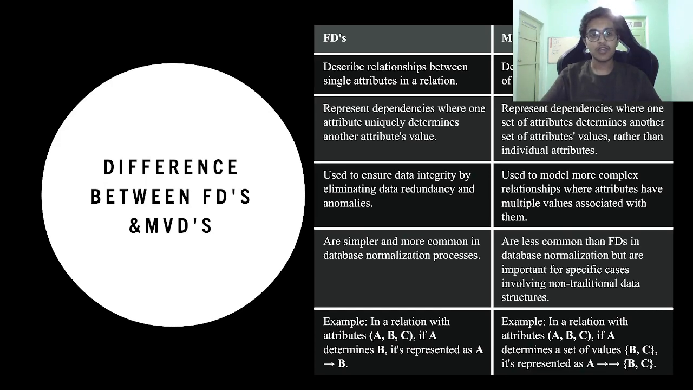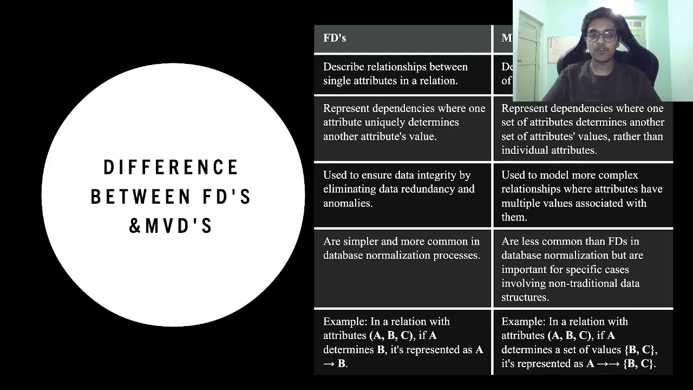Moving on to the next slide, we have the differences between the FDs and the MVDs. First I'm going to be talking about the FDs, then I'm going to move on to MVDs. So first one we have FDs. Here, these are going to describe the relationships between single attributes in a relation. Second point here is representing the dependencies where one attribute uniquely determines another attribute's value. Third one, here it is going to be used to ensure data integrity by eliminating the data redundancy and the anomalies. The fourth one being they are simpler and more common in database normalization processes.